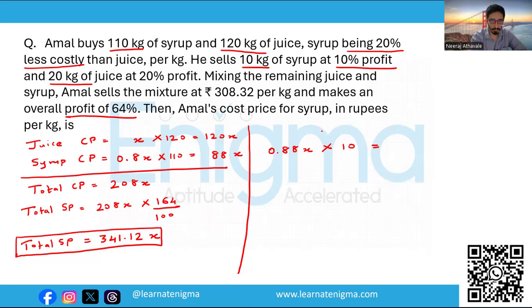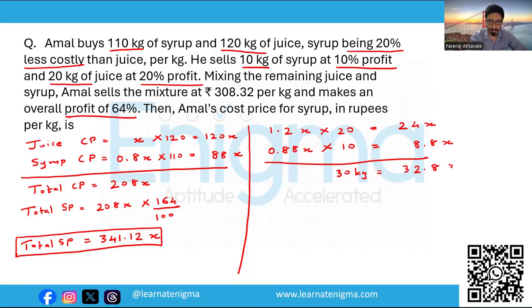20 kgs of juice is being sold at 20% profit. We have assumed the cost price is x. So, therefore, this becomes 1.2x. Okay. So, the total selling price for these 30 kgs will be equal to 1.2 into 20, that is 24x, plus 0.88x into 10, that gives us 8.8x. So the addition is 32.8x.